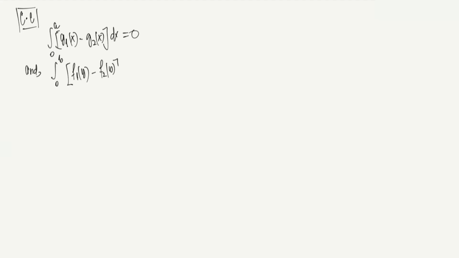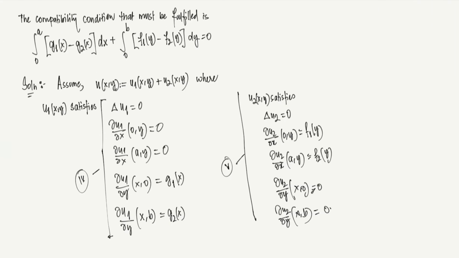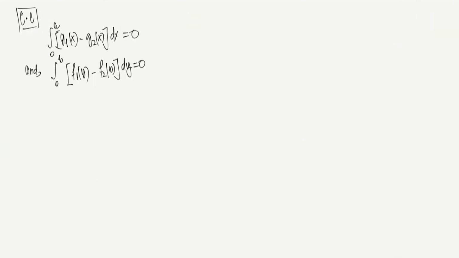The compatibility condition will look like this: the integral from 0 to a of g1 of x minus g2 of x dx is 0, right? And from the second equation, the integral from 0 to b of f1 of y minus f2 of y dy equals 0. Okay, those are the compatibility conditions. Now, you see, if you can find u1 and u2 solving 4 and 5, we actually have a solution. Clear?